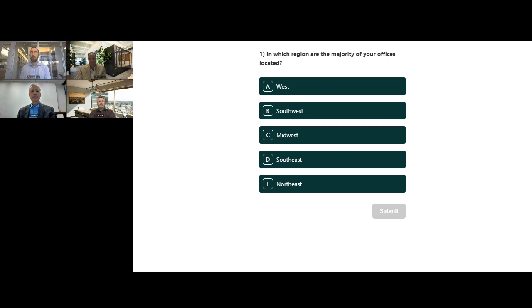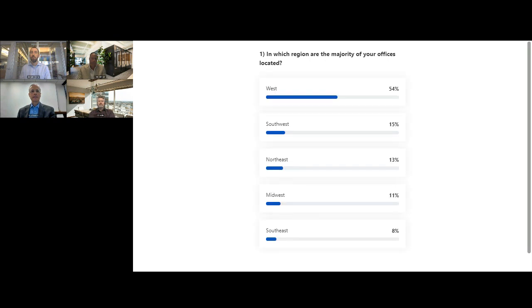All right, here are the results. Well, these results are pretty interesting. So we've got, just for the audience, roughly 53% designating themselves as West region. We've got roughly 15% in the Southwest. And then the rest is spread out through the Midwest, Southeast, and Northeast, but actually pretty good representation across the country, which is really good. And obviously we've got panelists here that do work on the West Coast, but we make sure that we're involved and understand what's going on across the country.